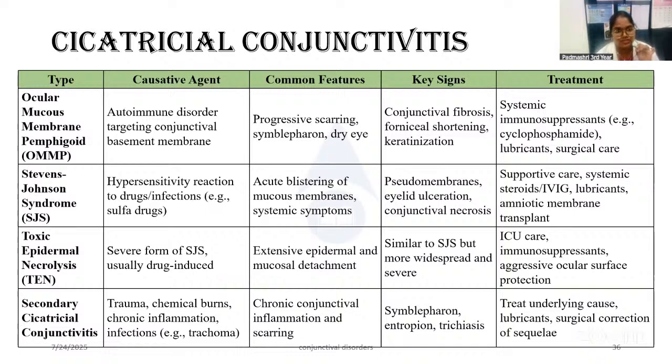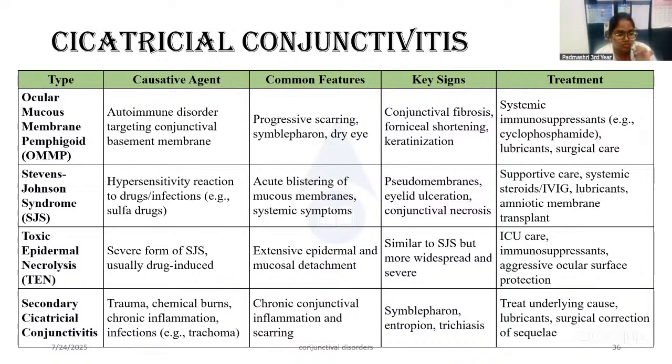The causative agent was an autoimmune disorder targeting the conjunctival basement membrane. Common features include progressive scarring, symblepharon, and dry eye. The key signs are conjunctival fibrosis, corneal shortening, and keratinization. The treatment options are systemic immunosuppressants, lubricants, and surgical care.